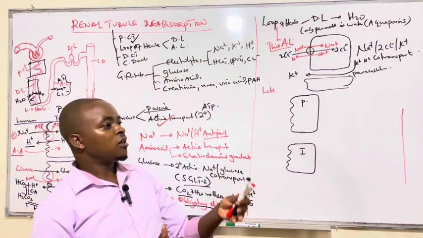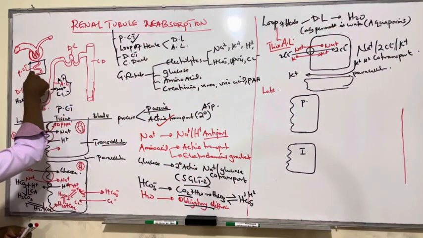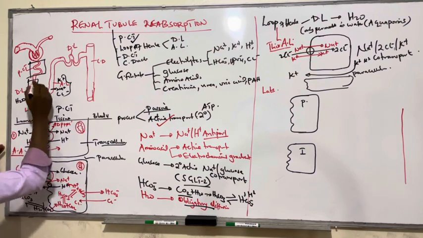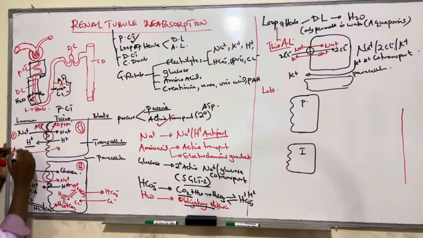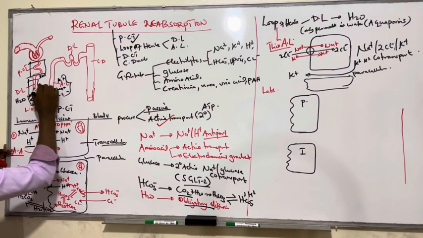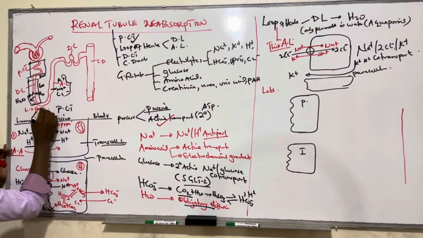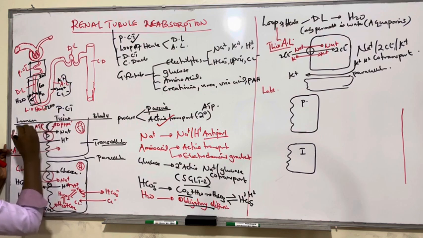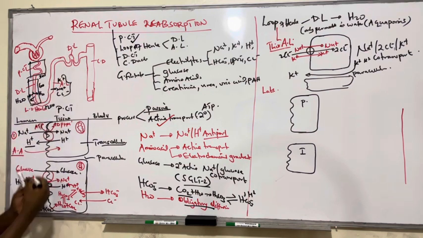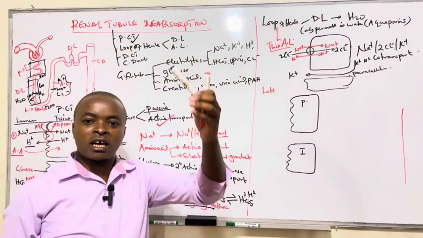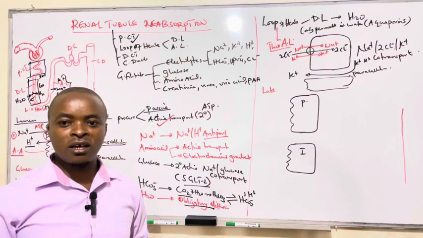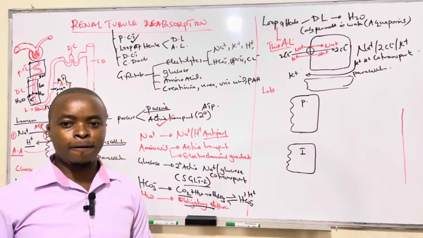As the solutes are moving here, they are being concentrated, where it starts at 300 being isotonic, it increases to 600. By the time it is at the hairpin loop, it's at 1200, and as it's going back, it still reduces due to the countercurrent multiplier effect of the loop of Henle.